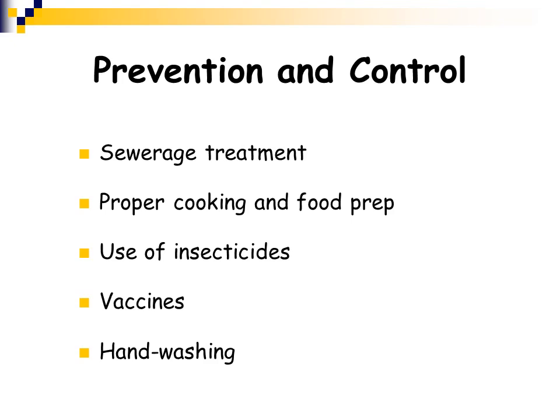Now, prevention and control, of course: treating sewage systems, proper cooking of food, proper food preparation. So don't cut raw meats on, let's say, a cutting board and then use that same cutting board to cut vegetables for a salad that you're not going to cook. Using insecticides. For some of these organisms there are vaccines available, and of course our best prevention and control is hand washing.